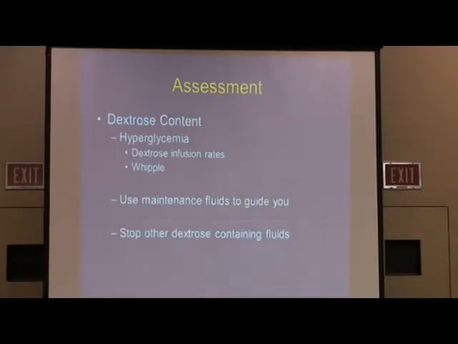Dextrose content. This is important when you're trying to look out for hyperglycemia. As your dextrose infusion rate goes up, the risk of hyperglycemia is greater. So again, I put Whipple on here because this patient might react differently to the dextrose load you're giving because of the procedure she had. Use your maintenance fluids to guide you. This patient's getting 80 of D5 half normal an hour, so that's almost 100 grams of dextrose. If you see that she's not having hyperglycemia from that, then she might tolerate that or a little bit more to start off with.